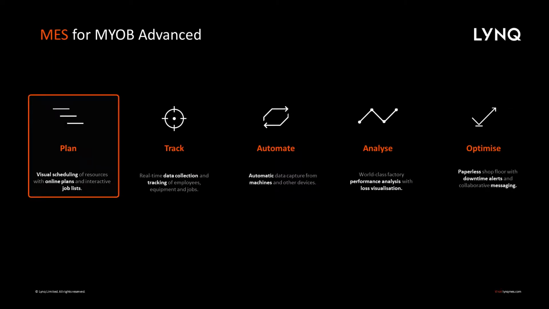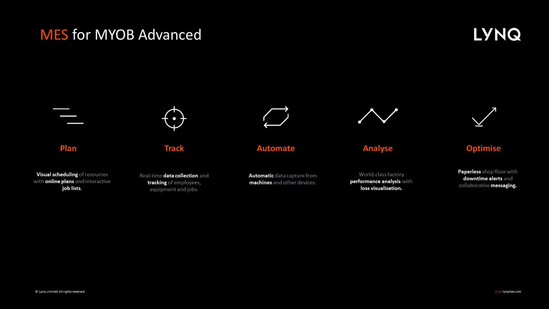plan, that's effective scheduling of resources with online plans and interactive job lists. Track, that's real-time data collection, tracking of employees, equipment and jobs. Automate, that's automatic data collection from machines and other devices. Analyze, that's world-class factory performance analysis with loss visualization. And optimize, paperless shop floor with downtime alerts and collaborative messaging.